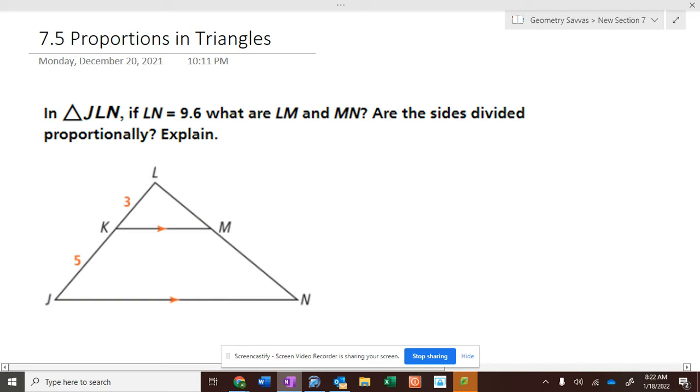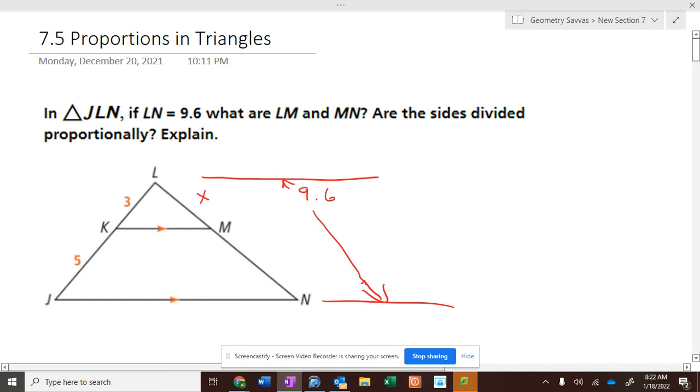Okay? So they say if this whole side is 9.6, from here all the way down to here. If that whole thing is 9.6, obviously this adds up to 8, so they're not the same. This is a little longer, but we should see if they are divided up proportionally. So, if we make this x and the whole thing is 9.6, what's left for MN? What do you think is left for MN if we use x of it here and the whole thing's 9.6?